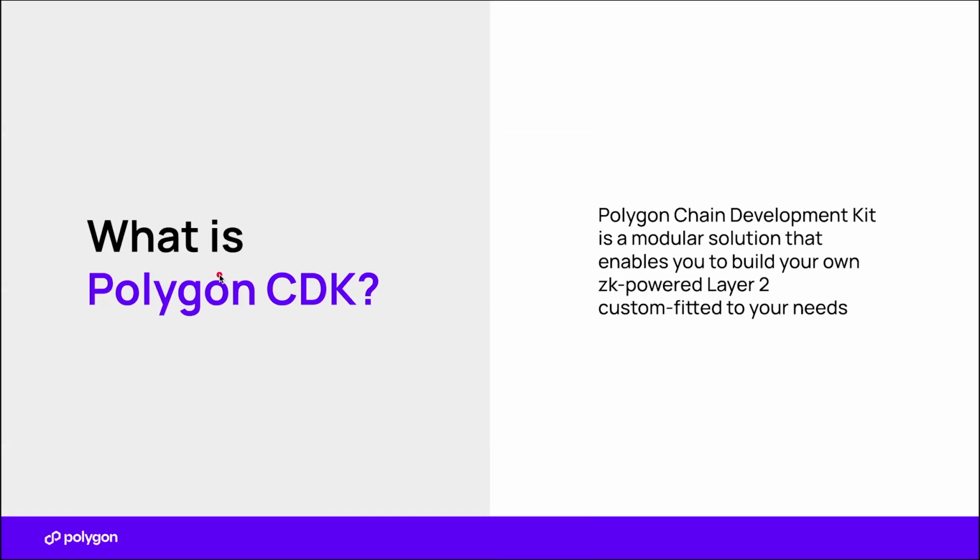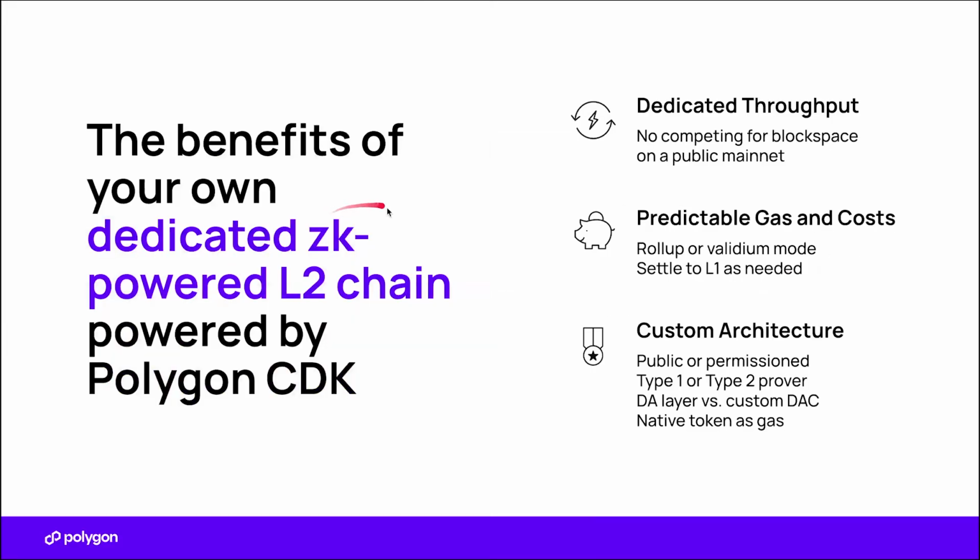Okay, that's the summary. And what benefits does it bring you? You have dedicated throughput, you have predictable gas and costs. That is what we were seeing before with the bridging, and you can create your custom architecture. So this is super interesting, especially for big banks and for more traditional companies that want to have some degree of control over their on-chain activity.